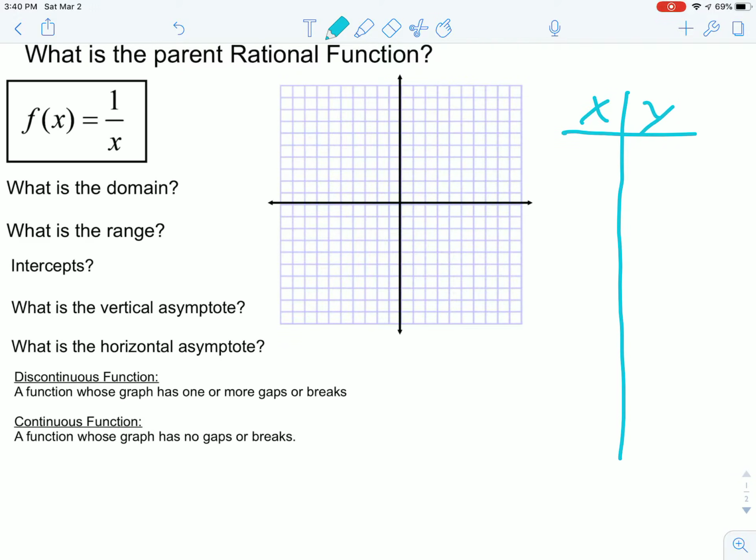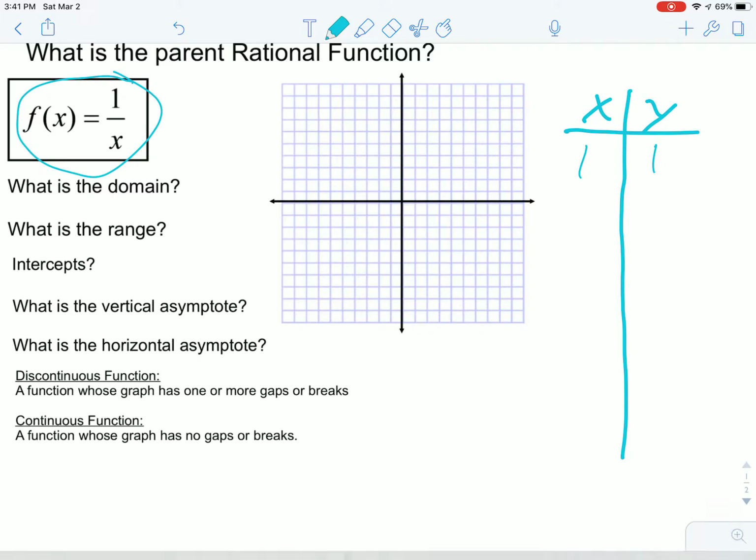So the parent rational function is just 1 over x, y equals 1 over x, 1 divided by x. So a couple ways we can approach this. One is to start listing some x values and see what happens. So if x is 1, let's say, well, that's just 1 divided by 1, which is 1. That's easy enough. So that's right here on my graph.